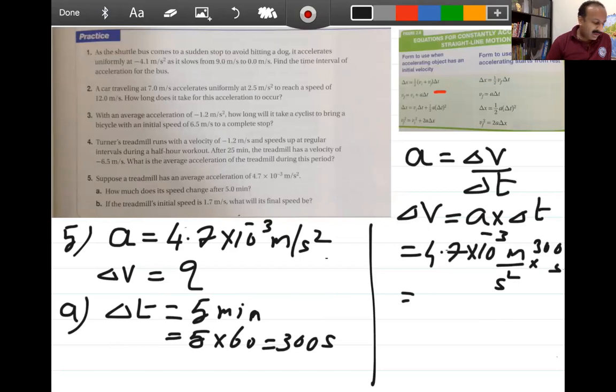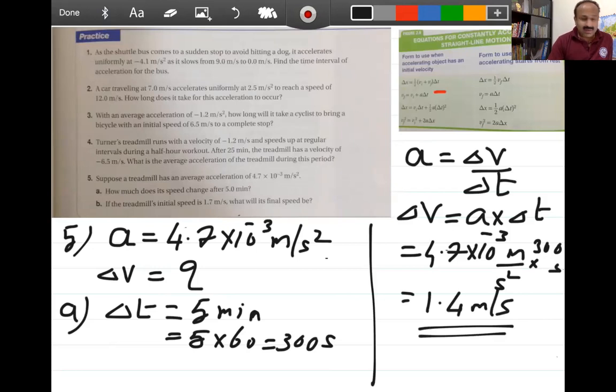So your answer is going to be 1.41. And you can look at the number of significant figures involved there. Only 2, so you can round this to 1.4. Okay, so 1.4 meter per second. So your change in velocity is going to be only 1.4 meter per second. And in B part, they are asking if the treadmill's initial speed is 1.7 meter per second, what will its final speed be? So here, the second part is actually a continuation of the first part, okay.